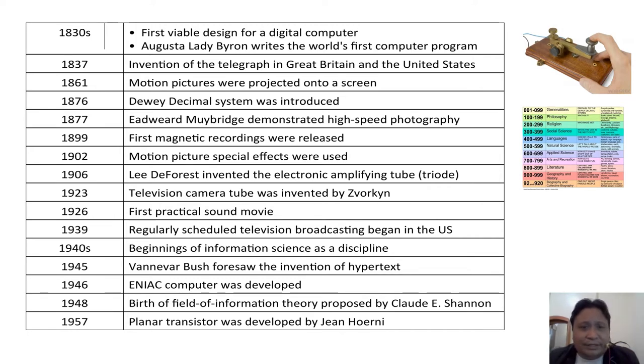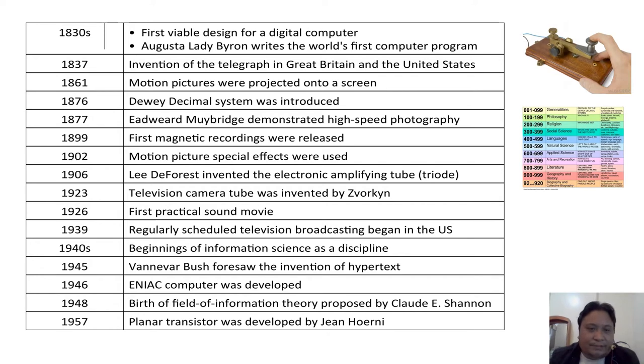In 1877, Eadweard Muybridge demonstrated high-speed photography. And the first magnetic recordings were released in 1899. In the early 1900s, motion picture special effects were used. Lee de Forest invented the electronic amplifying tube, or the triode.